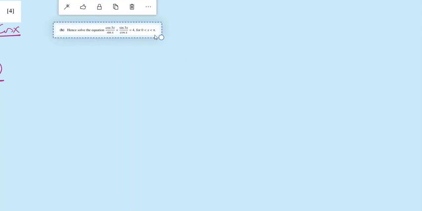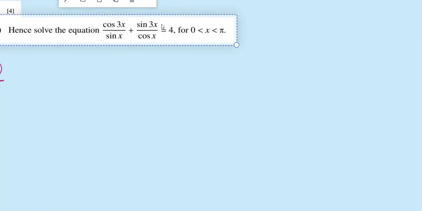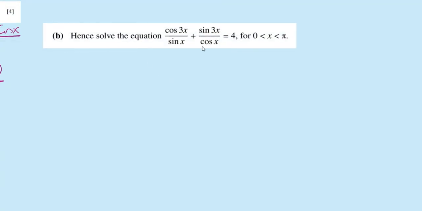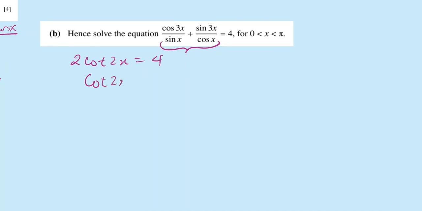Okay, let's move on to the B part. B part is also about the same expression, but here they have made an equation out of it. They're saying hence solve this equation which is equal to 4. So this whole part is equal to 2 cot 2x. That becomes our equation. So it is equal to 4. So cot 2x becomes 4 divided by 2, which is 2.